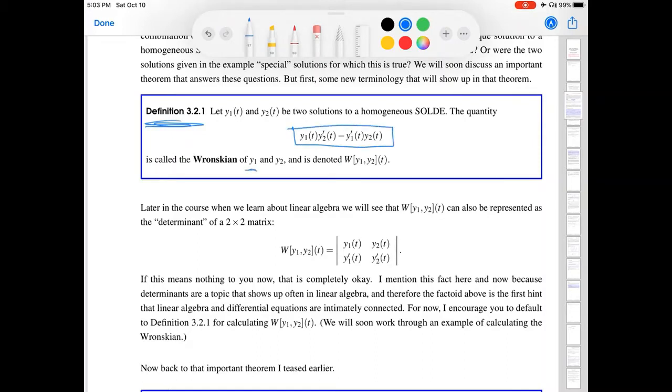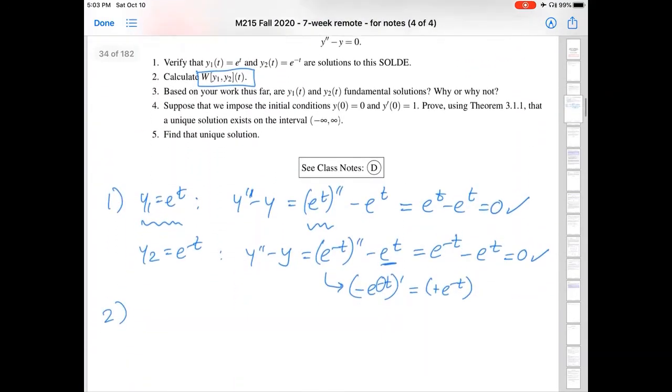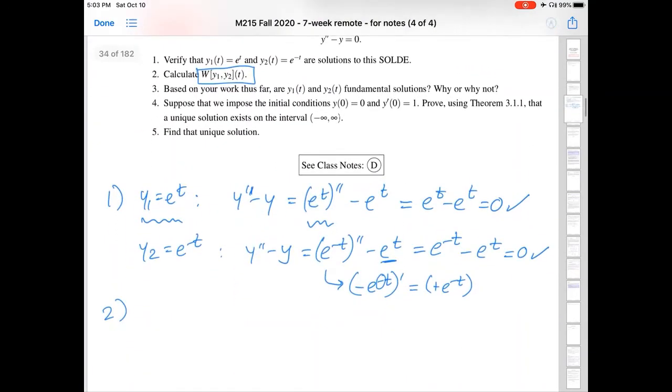If I take two solutions of a homogeneous ODE, their Wronskian is this particular combination of them. Find the derivative of the second function, multiply it by the first function, and then subtract the product of the derivative of the first function with the second function. So it's a very algorithmic thing to find. I'm going to scroll down here and apply that definition to the two functions in this problem.